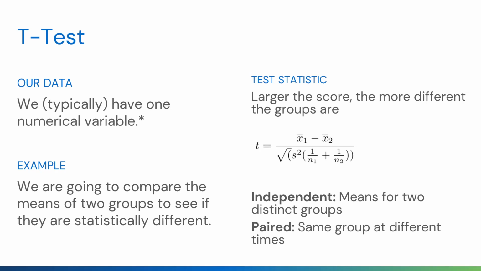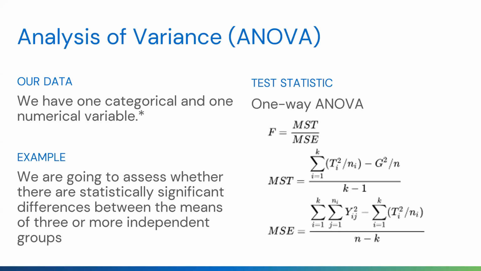And then we have analysis of variance, or the ANOVA. Now, our data here is when we have a categorical and one numerical variable. So we're going to assess whether there are statistically significant differences between means of three or more independent groups. And again, very much like the t-test, it's very similar, but the difference here is that you have more than two groups.